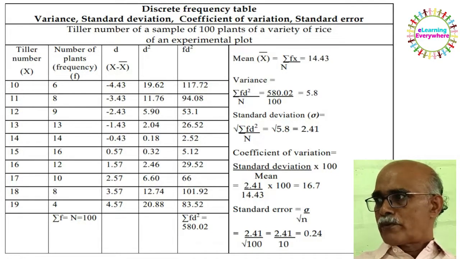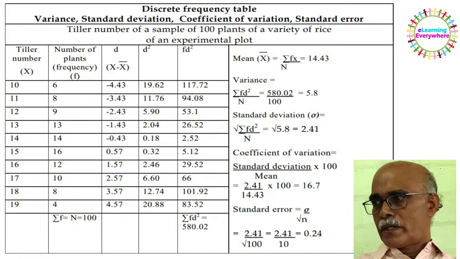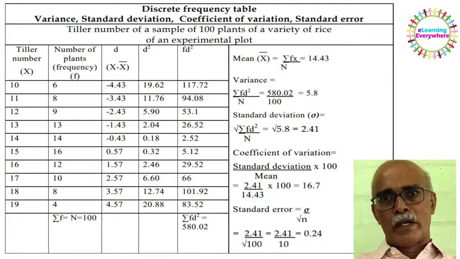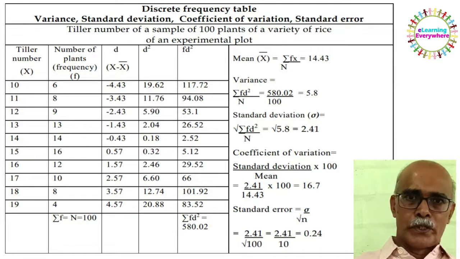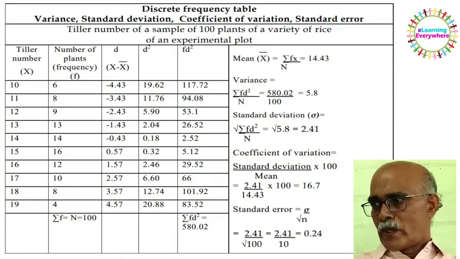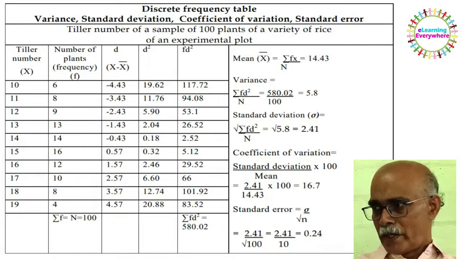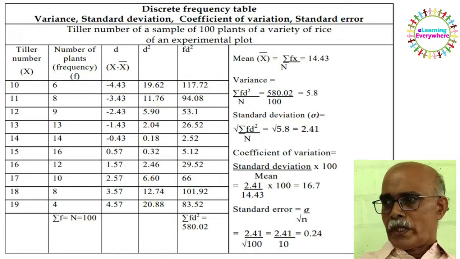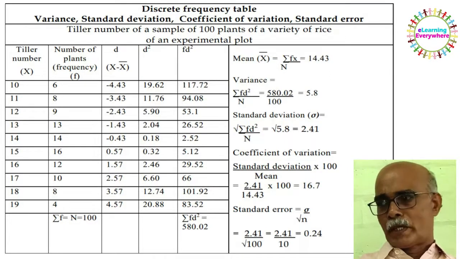When sigma f d square is calculated, you apply it in the formula of variance. Variance is equal to sigma f d squared by n in the case of a discrete frequency table. Sigma f d square here, as calculated, is 580.02, and n is 100. So variance is equal to 580.02 divided by 100, which is 5.8.